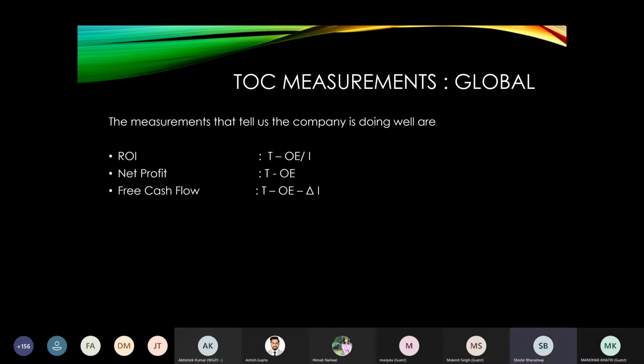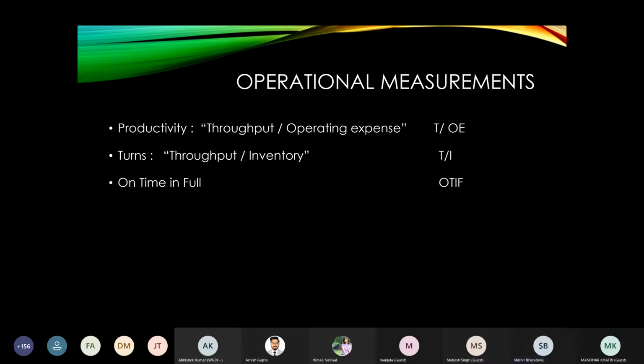What I've shown here is nothing but the global measurements. Now, how does a global measurement get converted into a local measurement is the next challenge we were faced with. Productivity in the theory of constraints world is throughput divided by operating expense. Throughput is measured in rupees, operating expense is measured in rupees. A good ratio. It's not like cost benefit analysis, where you put in the benefits and then try to allocate rupees to them. Again, that's subjective. But here it is very, very clear. How much money have you earned through sales? Throughput divided by operating expense is productivity.